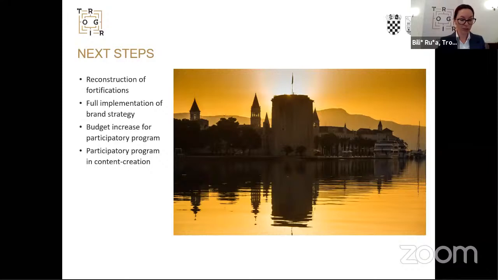So this was a short presentation of our projects related to sustainable heritage development and inclusive for our citizens and visitors. The next steps are to continue these projects until full implementation and to maximize the budget for programs for involving citizens in the creation of the content in their city and the budget we made. Instead of saying goodbye, I will say thank you once more for participation.